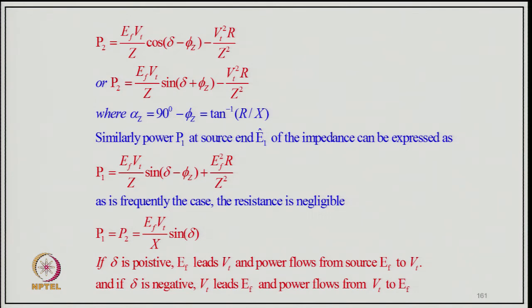Similarly, the power P_1 at the source end of the impedance can be expressed as P_1 equal to E_f V_t upon Z sin (delta minus phi_z) plus E_f square R upon Z square.